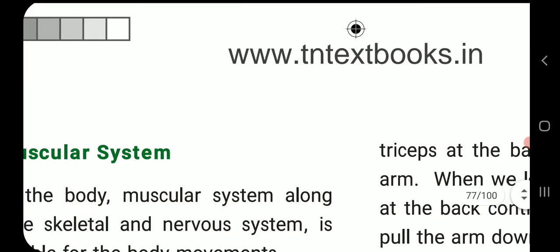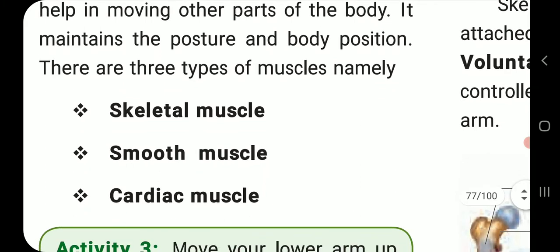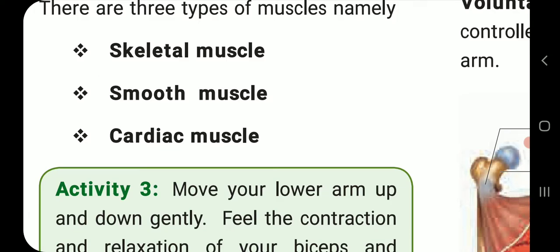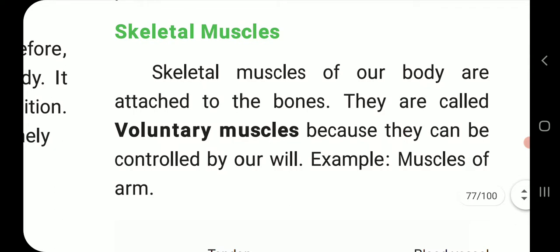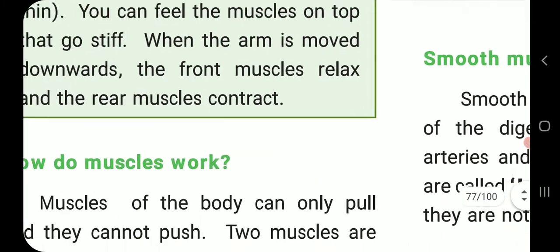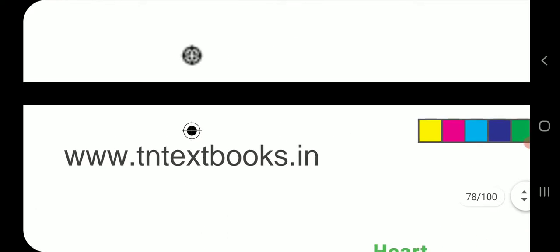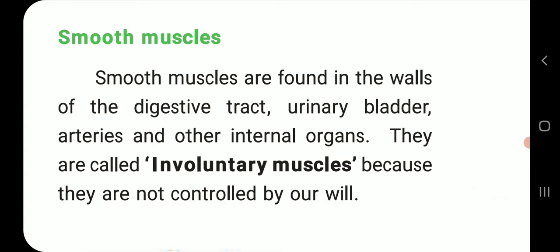Now coming to the muscular system. In this muscular system, we have three types of muscles: skeletal muscle, smooth muscle, and cardiac muscle. The skeletal muscle is attached to the bones, and they are called voluntary muscles. An example of skeletal muscles is the muscles of the arms. Skeletal muscle, smooth muscle, and then finally we have the cardiac muscles.